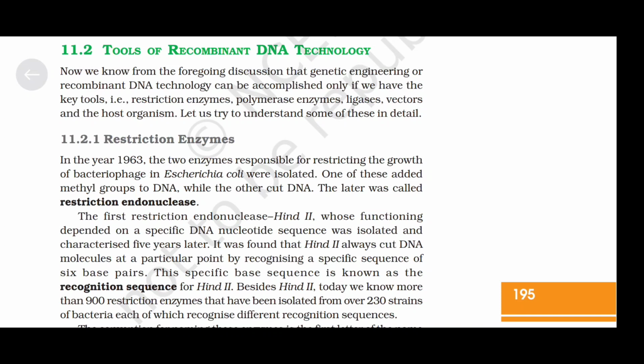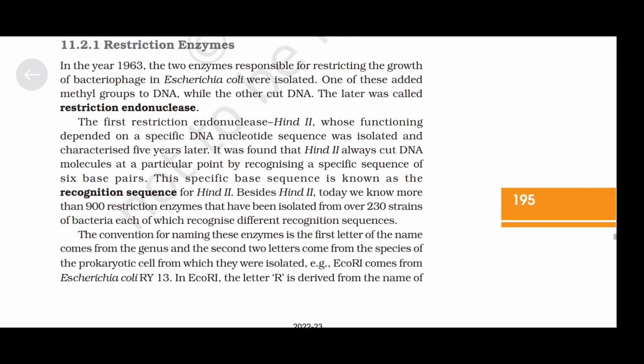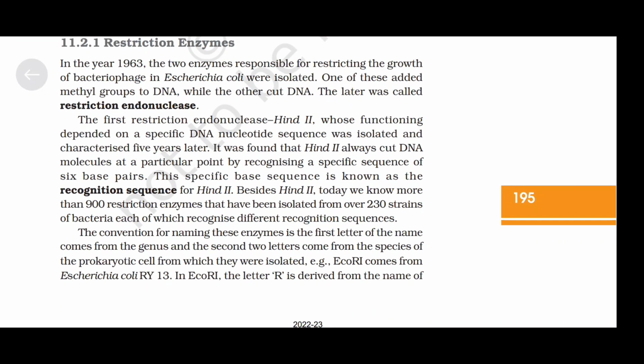The first restriction endonuclease, HindII, whose functioning depended on a specific DNA nucleotide sequence, was isolated and characterized 5 years later. It was found that HindII always cut DNA molecules at a particular point by recognizing a specific sequence of 6 base pairs. This specific base sequence is known as the recognition sequence for HindII. Besides HindII, today we know more than 900 restriction enzymes that have been isolated from over 230 strains of bacteria, each of which recognizes different recognition sequences.